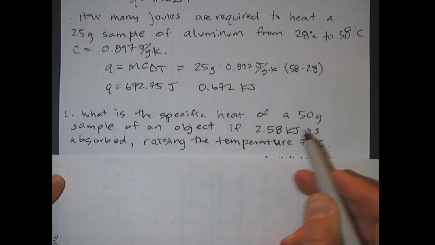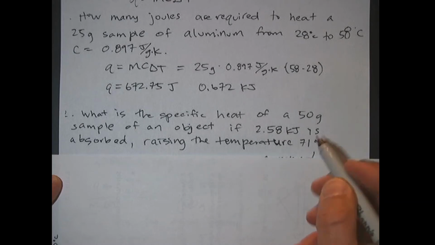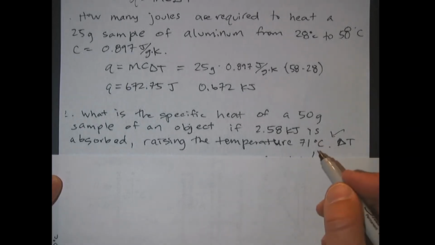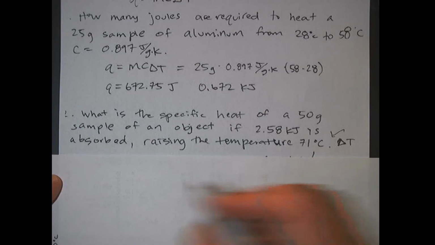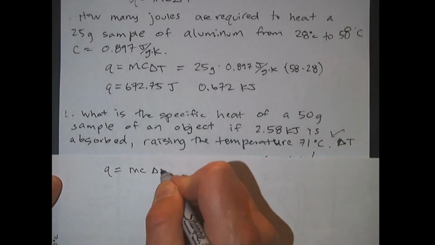What is the specific heat of a 50-gram sample of an object? 2.58 kilojoules absorbed, raising the temperature 71. We're already given delta T here. There's no initial and final. It's just told to us this is how much the temperature changes. So we don't need to do anything with that. We're going to plug that in for delta T. I'm solving for specific heat. Q equals m c delta T.